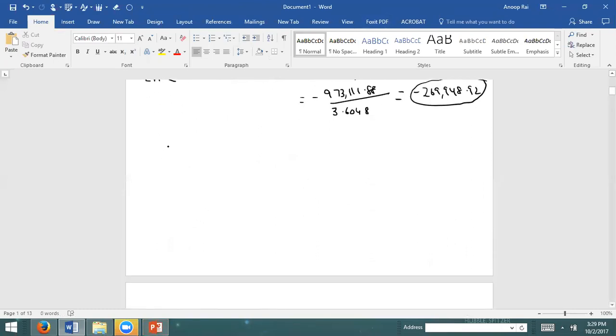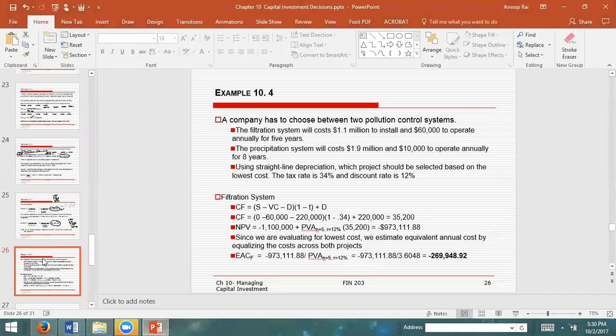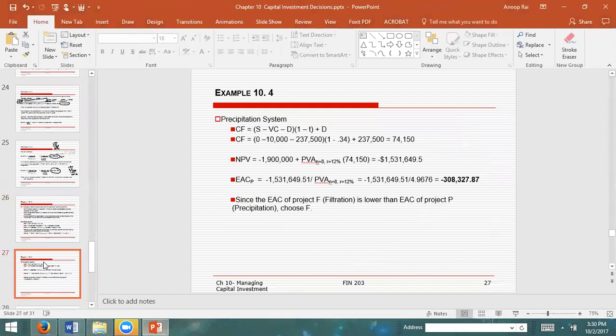Well, that one was 8 years, if you recall, and it cost 1,900,000. So it'll be 1, 2, 3, 4, 5, 6, 7, 8. The cash flows on that is 0 minus, remember, 10,000 was a variable cost. And now we need to find our depreciation. Our depreciation is 1,900,000 divided by 8. If you did that divided by 8, it'd be 237,500.